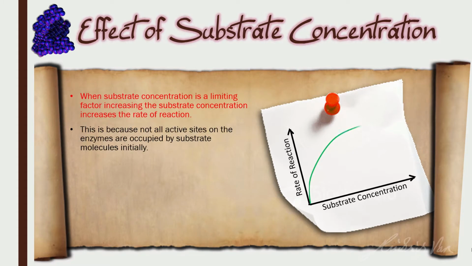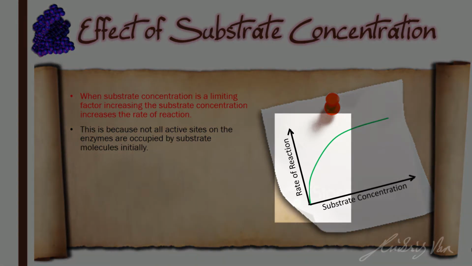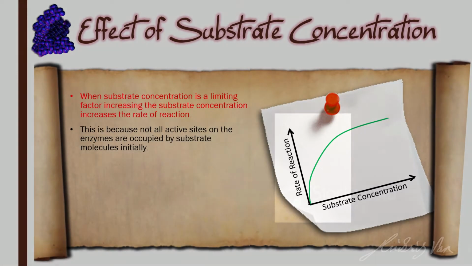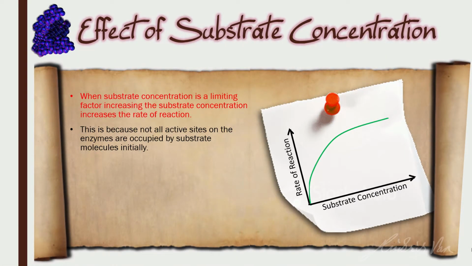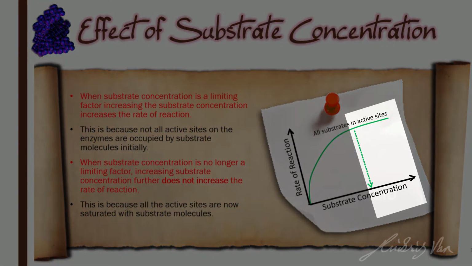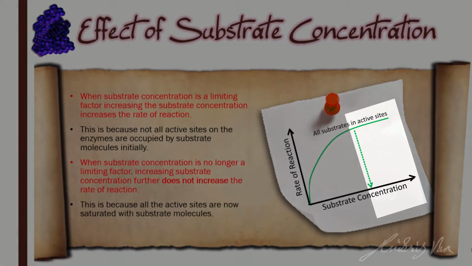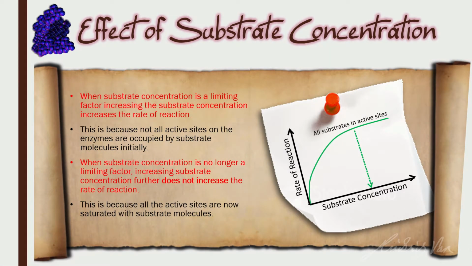As all of you have learned, when the substrate concentration is a limiting factor, increasing the substrate concentration increases the rate of reaction. When I increase the markers from 3 to 6 and 6 to 9, the rate of reaction actually increases. However, it comes to a point whereby when I increase the number of markers, the rate of reaction will still be the same. So when the substrate concentration is no longer a limiting factor, increasing the substrate does not increase the rate of reaction.